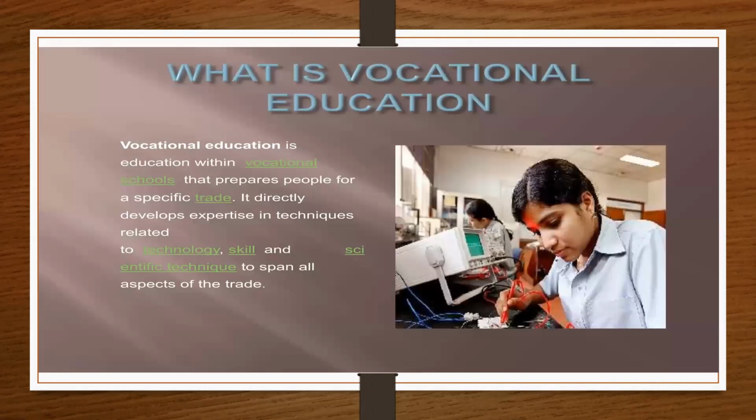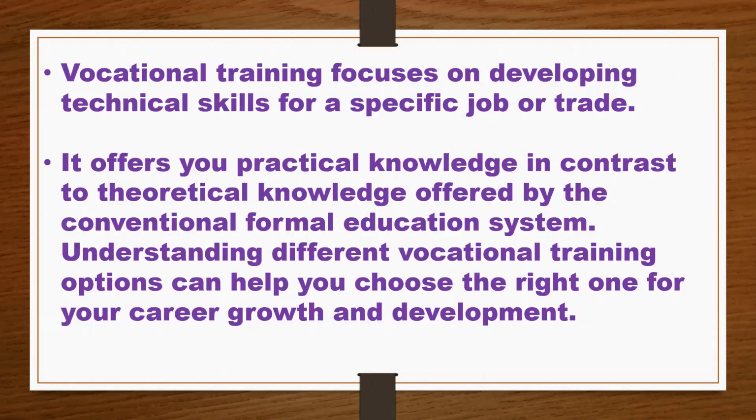So there is a question, which is, what is vocational education? It is the education within vocational schools that prepares people for a specific trade, directly develops expertise and techniques related to technology, skill, and scientific techniques to span all aspects of the trade. We can say that vocational training mainly focuses on developing technical skills for a specific job or trade. So, this is the basic and the most important point of vocational training, that it develops technical skill in children for a specific job or trade.